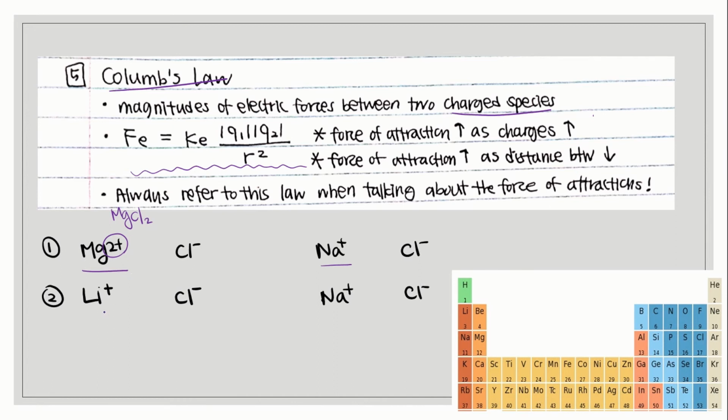So, for example, you are comparing lithium and sodium ion, and you see that the sodium ion is larger than the lithium ion, so there will be a greater distance between sodium and chlorine than between lithium and chlorine, because sodium is much larger and it has more energy levels. So the attraction between lithium and chlorine will be stronger than the attraction between sodium ion and chlorine ion.